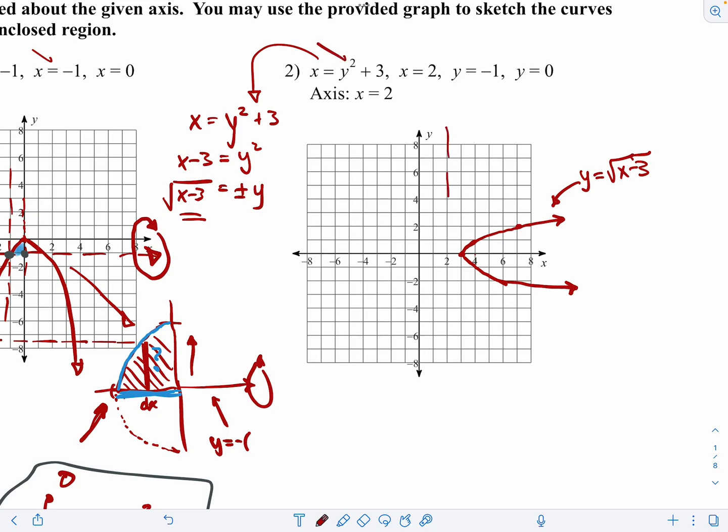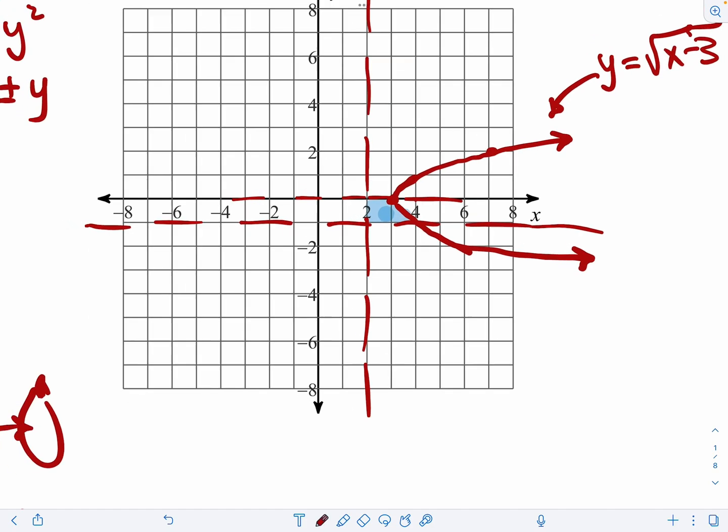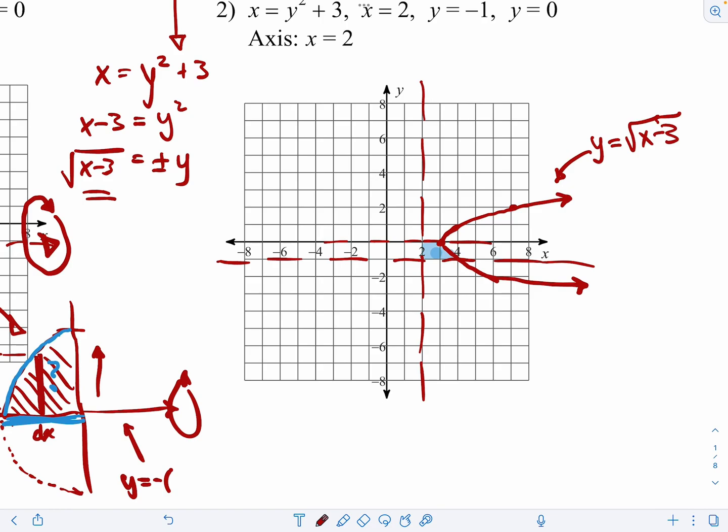X equals 2. Right now we're bounding that region. Y equals negative 1 there, and y equals 0, which is the x-axis. It looks like our region is this in light blue. That's our region, and we are revolving it around the line x equals 2. We've already drawn that in a dashed line. That's the line x equals 2.